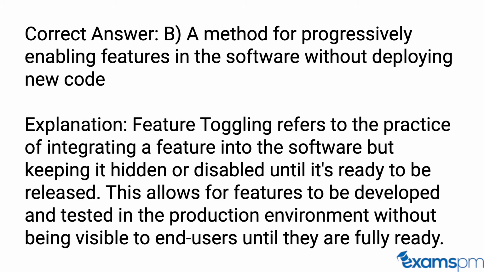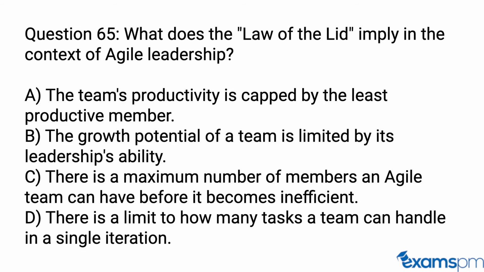Correct answer: B. A method for progressively enabling features in the software without deploying new code. Explanation: Feature toggling refers to the practice of integrating a feature into the software, but keeping it hidden or disabled until it's ready to be released. This allows for features to be developed and tested in the production environment without being visible to end users until they are fully ready.